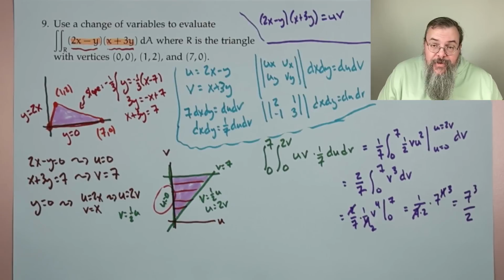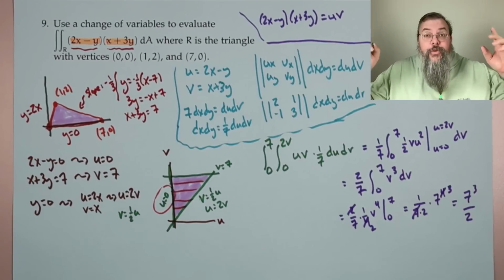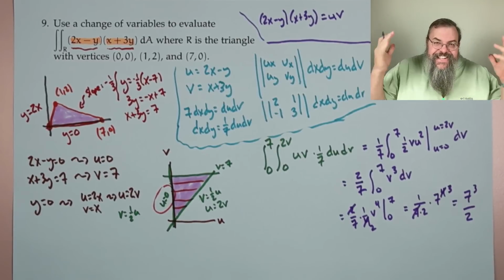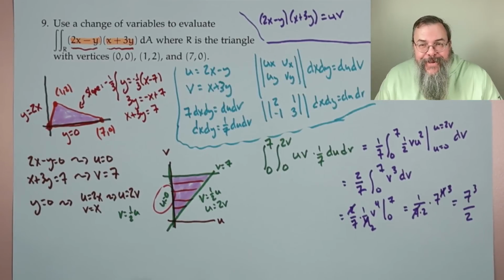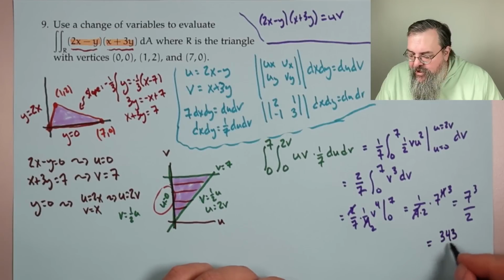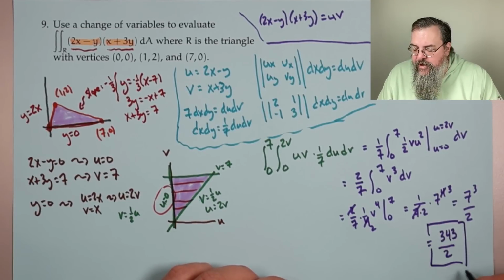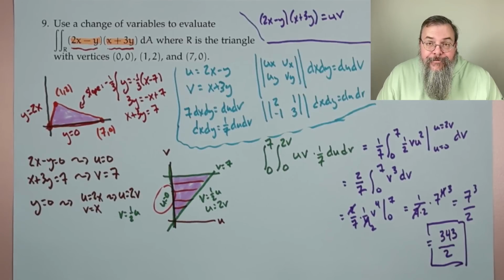And 7 cubed, of course, we all know that. Say it together. 343. Right. Yes, of course. We all knew that, right? So 343 divided by 2. And there we go. Our lovely answer.